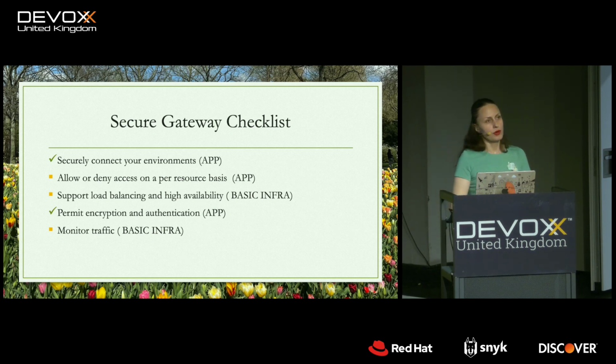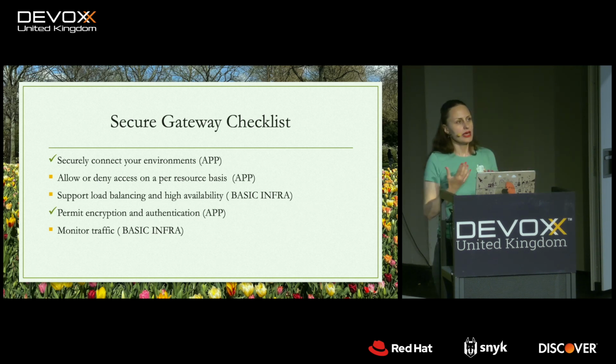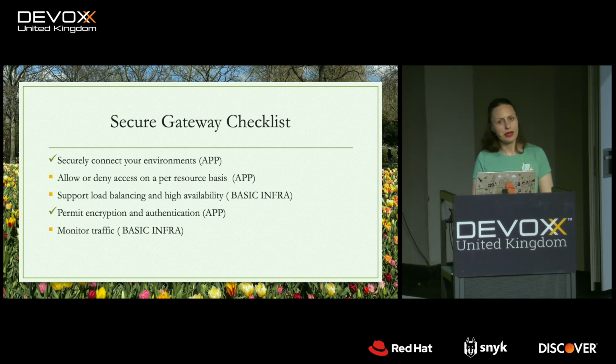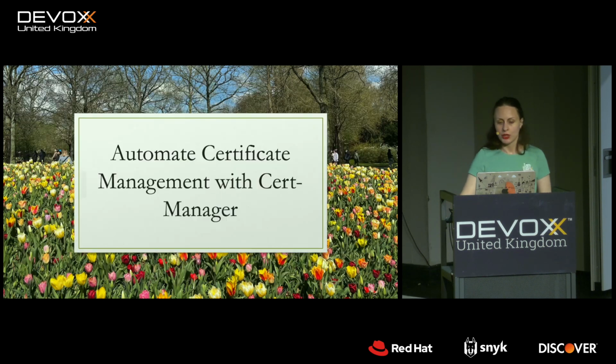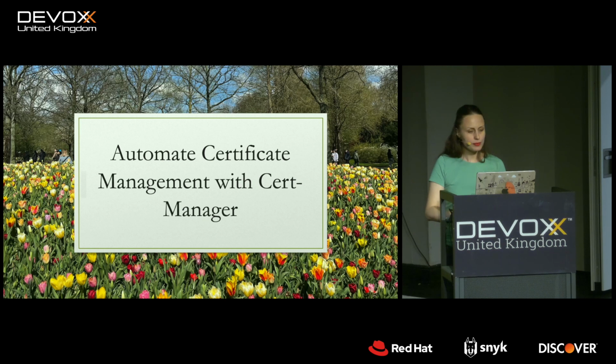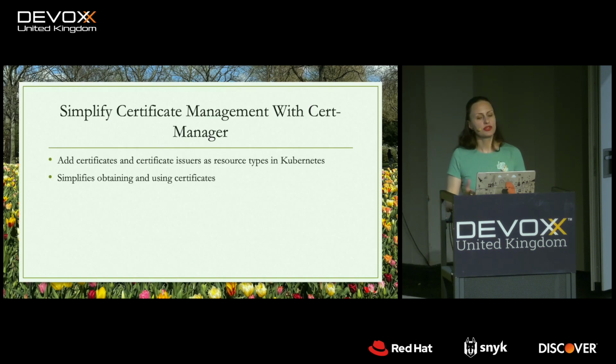But first and foremost is maintaining those certificates: how you can maintain those in a simpler way and not create them manually all the time and copy things in Kubernetes, and so on. So you can automate certificate management with Cert Manager. Cert Manager is a cloud-native certificate management service for Kubernetes. You can add certificates and certificate issuers as resource types in Kubernetes. You no longer have to maintain them yourself in a volume or a secret.